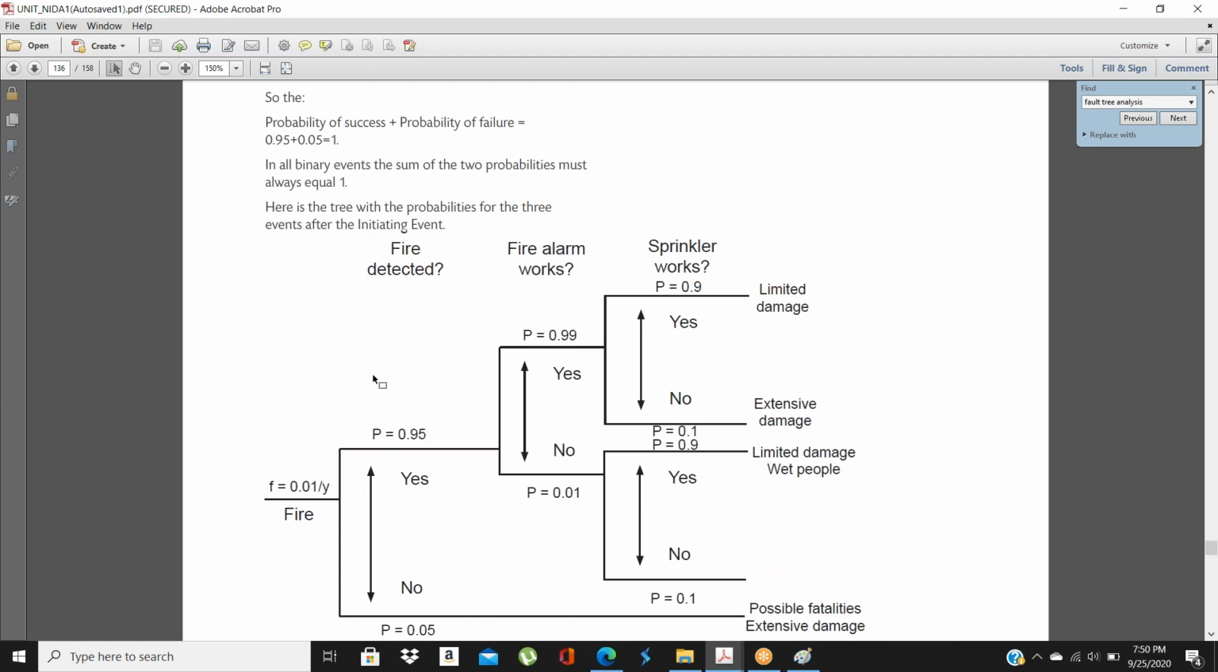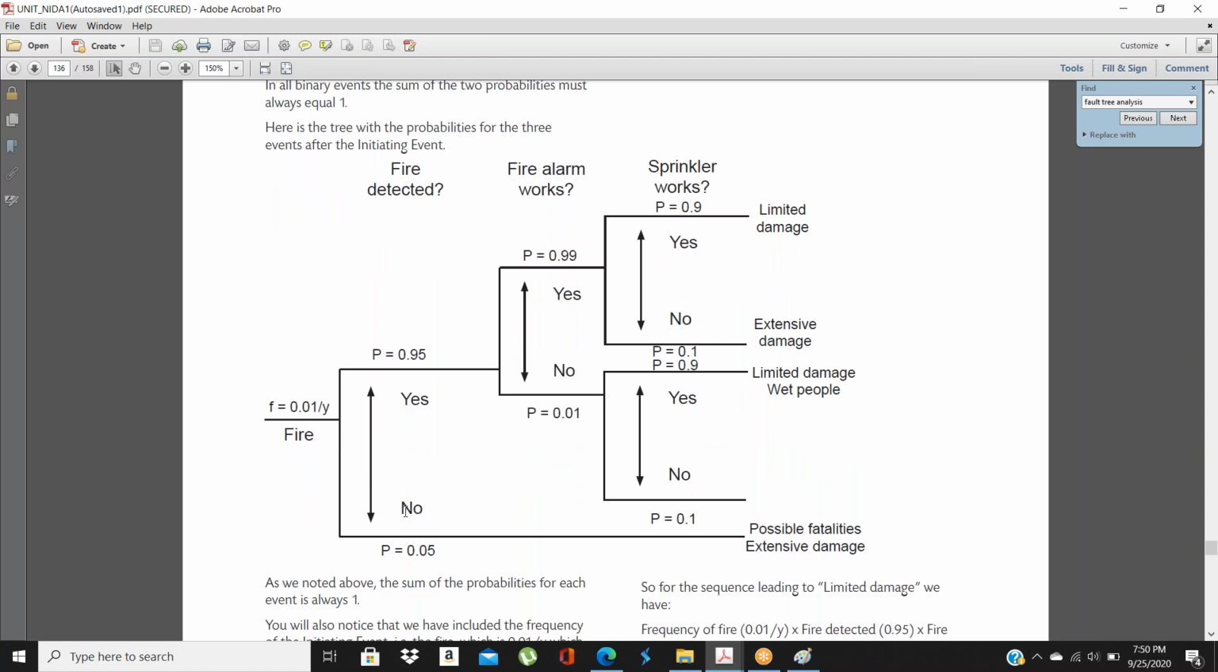See here, the two branches, the sum of the probability. What is probability? The chances of occurrence is called probability. Frequency is something else. Frequency means a thing is happening again and again after a certain time. But this is probability. Probability means chances of success and chances of failure.